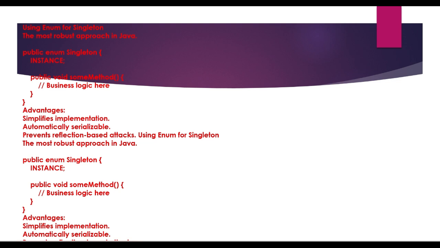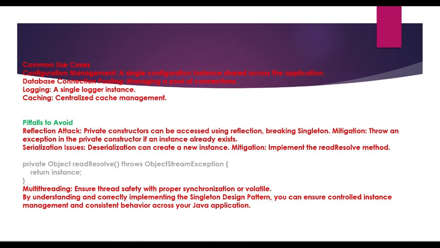So the way to write it is that we write the public enum instance, and then we write some logic inside it. Okay, so this is the way to write that. Now, what are the common use cases? When do we use the singleton, right?